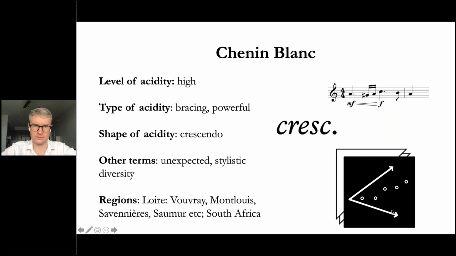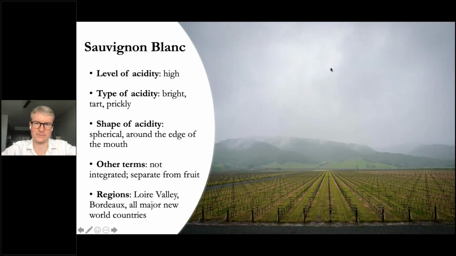Let's go forward to the Sauvignon Blanc slide. So of course, the level of acidity is high. Perhaps in very warm climates, it might be moderate to high, but generally speaking, high is a given in Sauvignon Blanc. The type of the acidity, a couple of people said prickly. I think if you said zesty, I think it's very, very close. I think we're in the same ballpark.